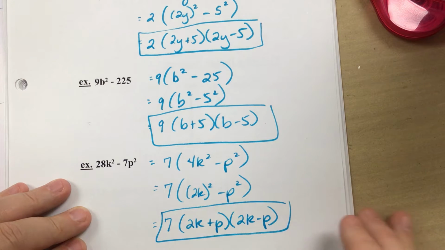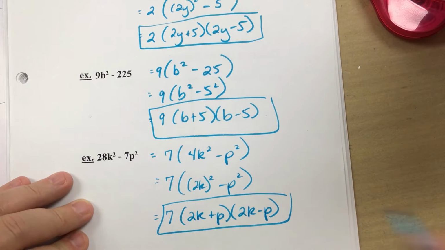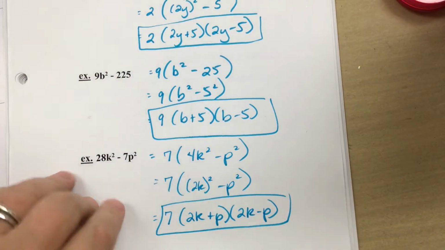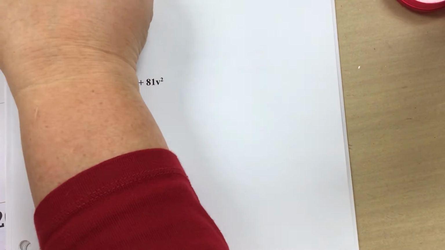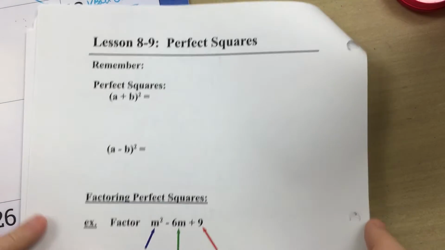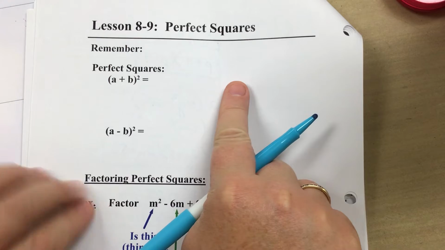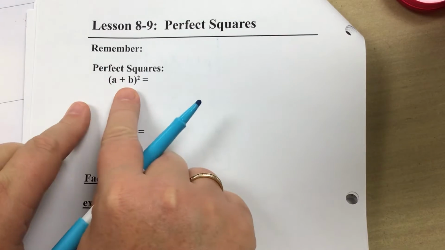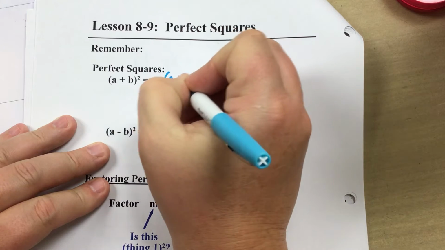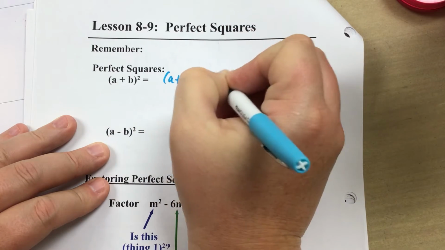Our focus for this first part of the lesson has been the difference of two squares. Next, we're going to take a look at perfect squares. Lesson 8-9 is again perfect squares. If I multiply a plus b quantity squared out, that would be like a plus b times a plus b.